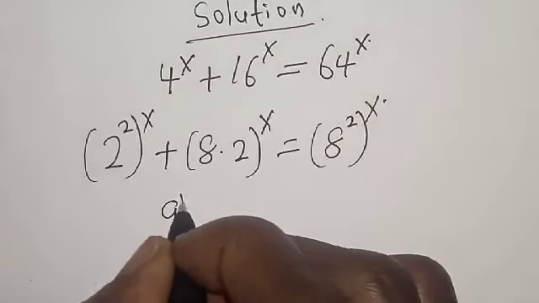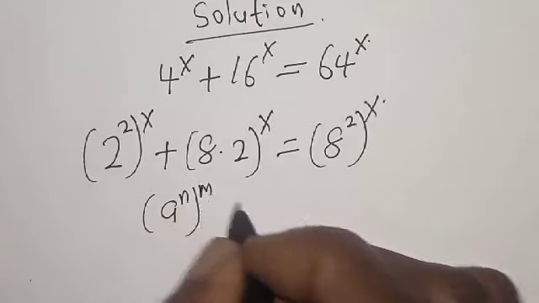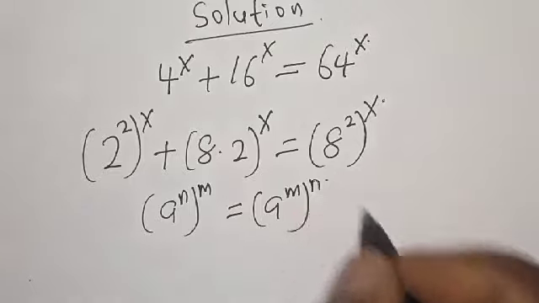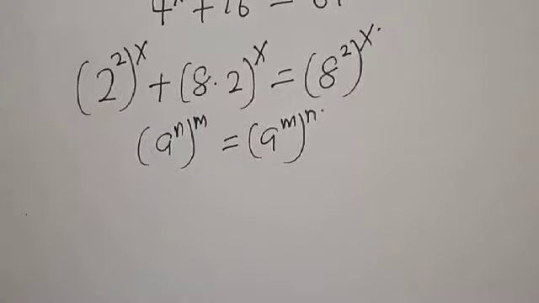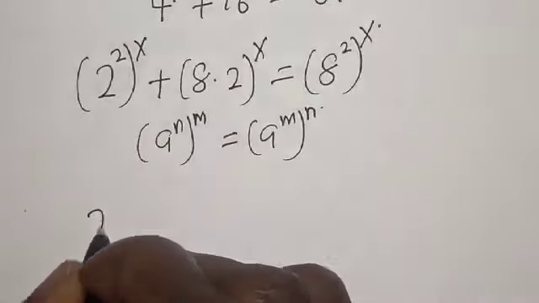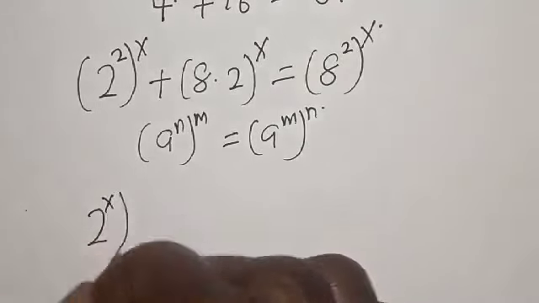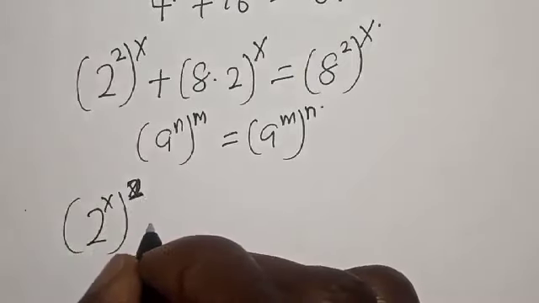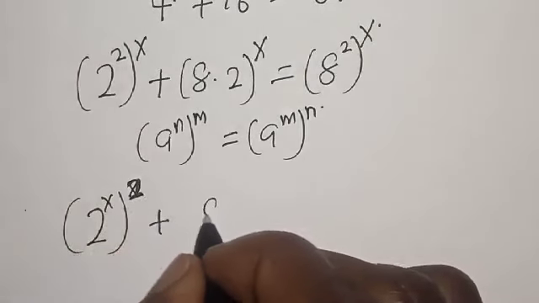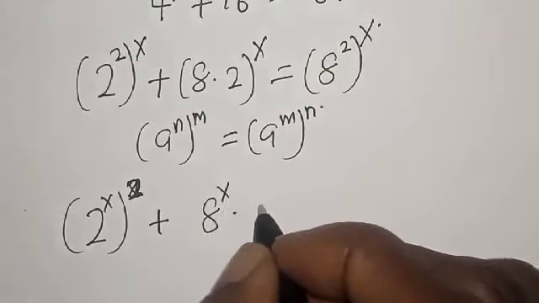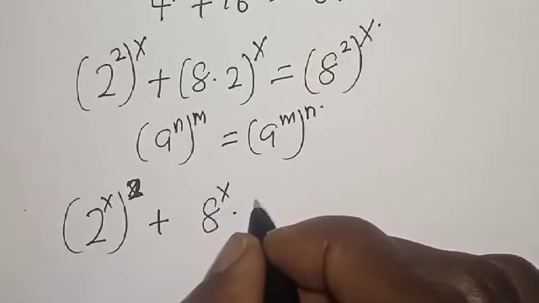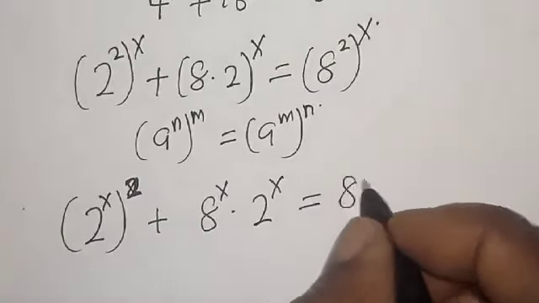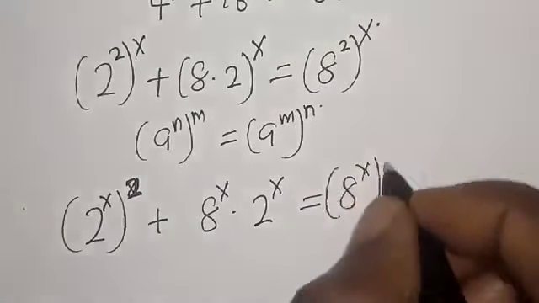Note that (a raised to power n) raised to power m is equal to a raised to power m raised to power n. Now (2 raised to power s) all squared plus 8 raised to power s multiplied by 2 raised to power x is equal to (8 raised to power s) squared.